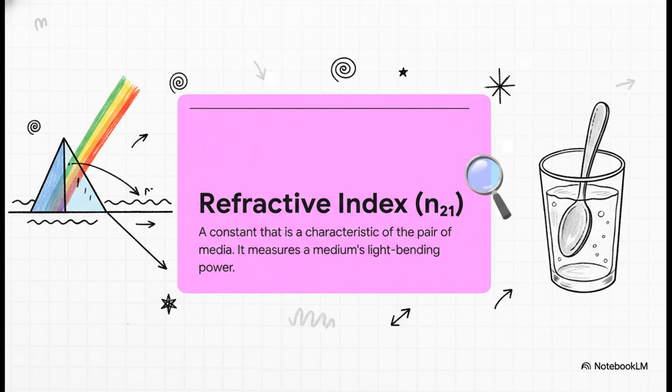So what is that constant, that n21? It has a name. It's called the refractive index. The best way to think about it is like a rating. It's a number that tells you the light-bending power of a substance compared to another one. So for example, the refractive index for light going from air to water is about 1.33. Every pair of materials has its own unique refractive index.